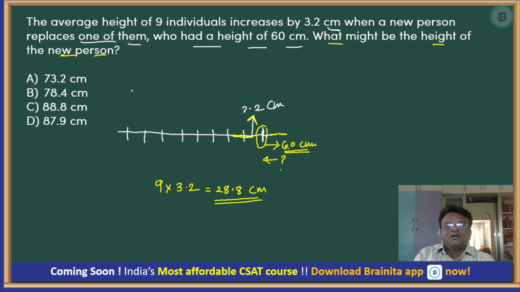Okay, because for 9 people you are increasing the average by 3.2 centimeters. That means you need to add 60 and 28.8 to get the height of the person, which is 88.8 centimeters. And that's your answer, option C.